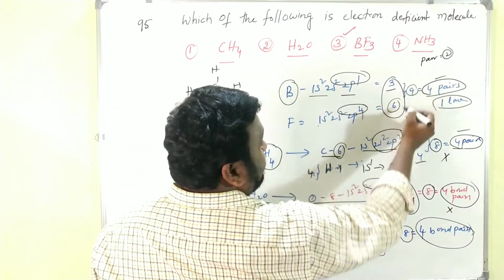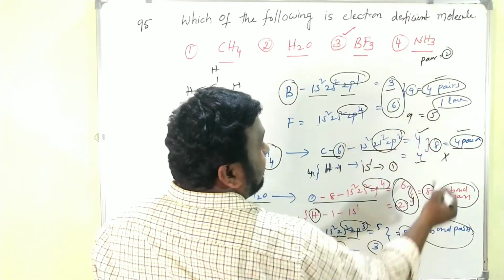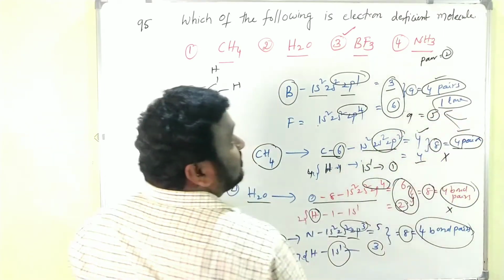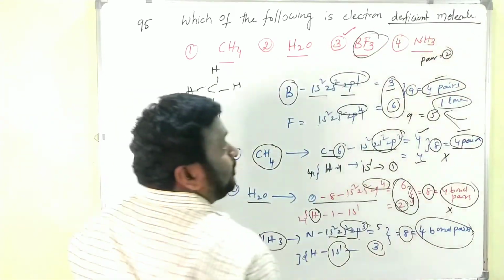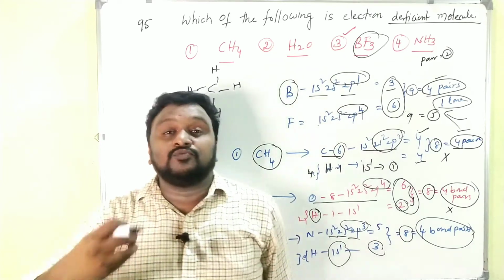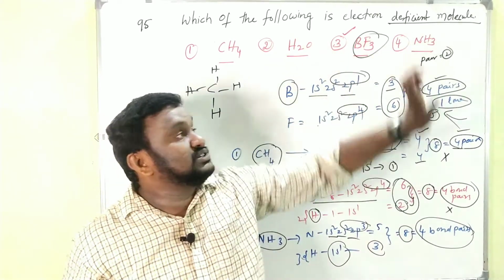9 electrons are there. If 10 were there, it would form the 5th bond. But it has only 9. It requires one more electron. That's why it is called a deficient molecule. Some electrons are required to form the pair of bonds. That's why we call it a deficient molecule.